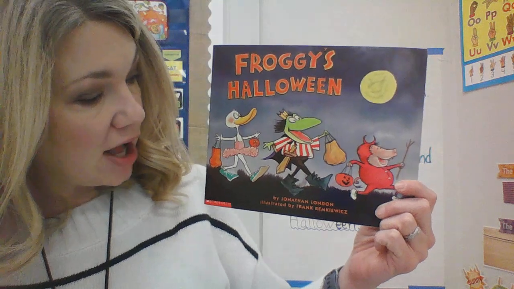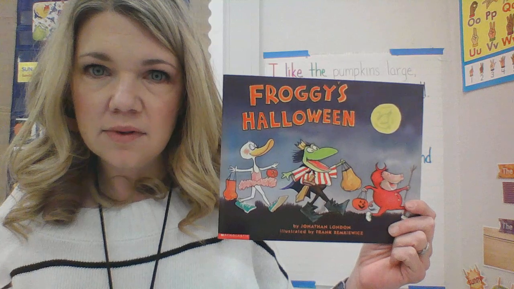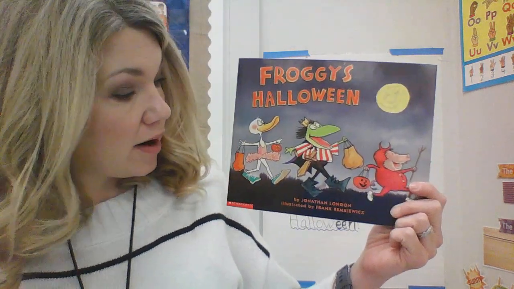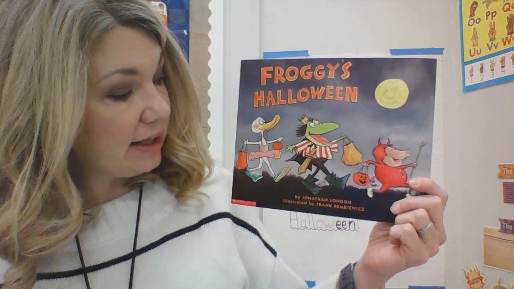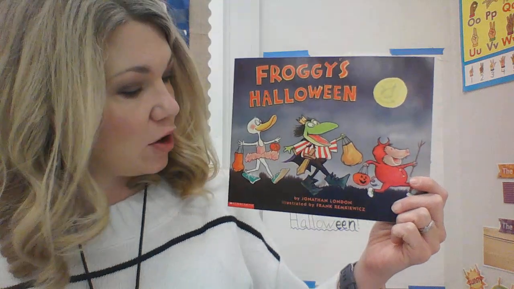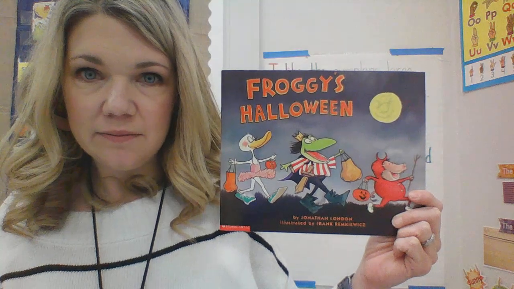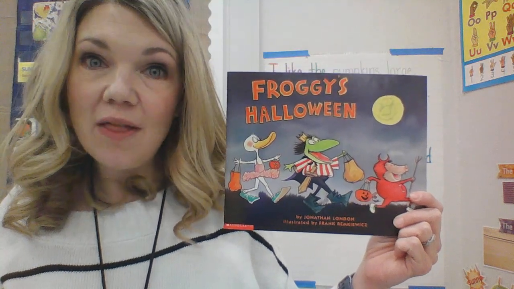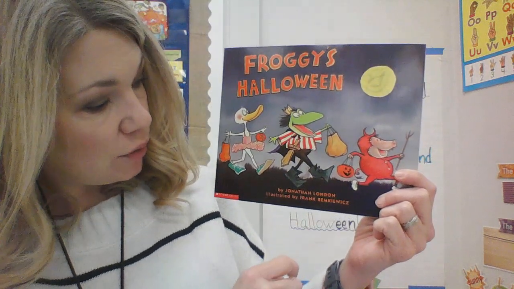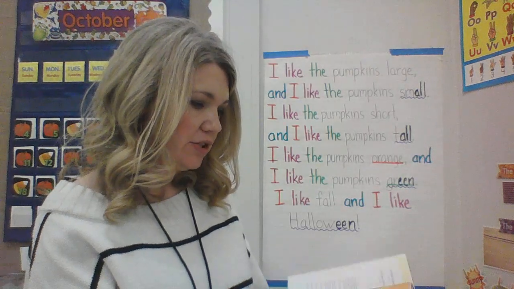So this story is called Froggy's Halloween. It is written by Jonathan London. What does the author do of a story? He writes the words. So Jonathan London wrote the words for this story. It is illustrated by Frank Remkowitz. I'm sorry if I said that wrong. What does the illustrator do in a story? They draw the pictures. So Mr. London, he wrote the words, and Mr. Remkowitz, he drew the pictures. The author and the illustrator.